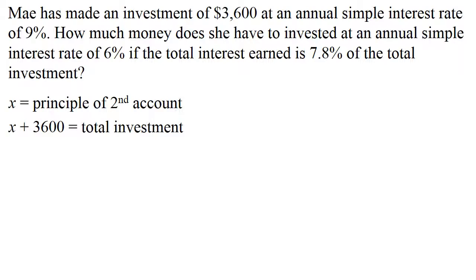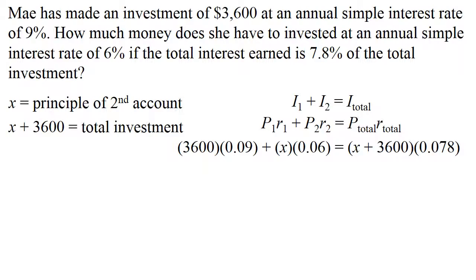Now we're going to find our equation. So again, interest 1 plus interest 2 equals total interest. In this case, we're going to substitute all of those with our respective P and R's. So P1, R1, P2, R2, and P total, R total. And we're going to fill in the things we know. So we know the principal of the first one is 3,600. We know its rate is 9%. We called the principal of the second one x. Its rate is 6%. And we said the total principal was x plus 3,600. And its rate was 0.078 or 7.8%.